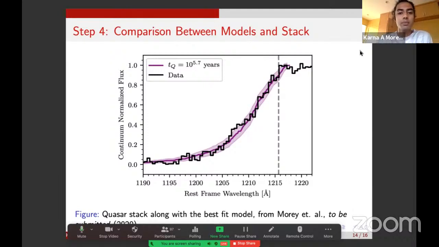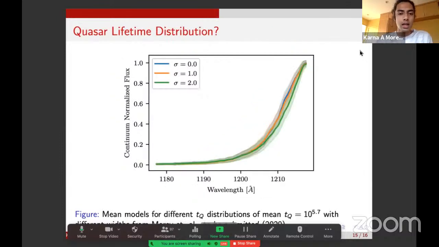The forward modeling process allows you to introduce a distribution. So instead of our mock stacks all having quasars of the same lifetime, we had quasars of different lifetimes drawn from some distribution. Here are shown the mean models along with the one sigma uncertainty for different widths about the same mean. We're all using the same mean model, t_Q of 10^5.7, but different widths.